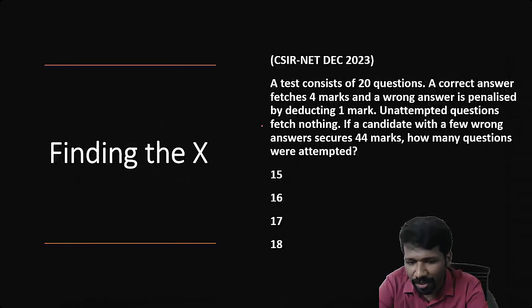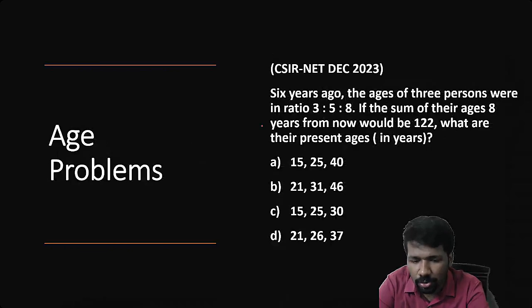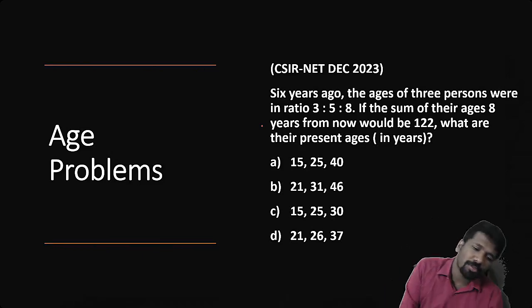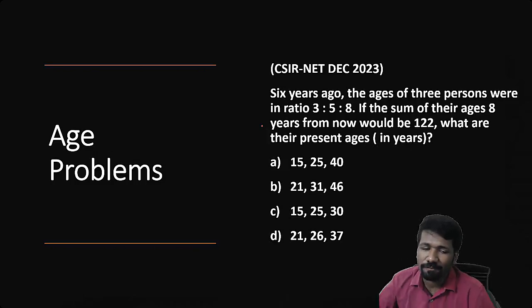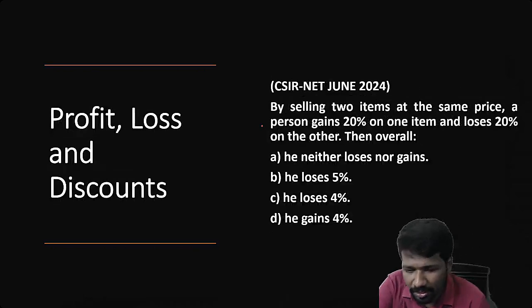An example is given here. Finding the x means linear equation type questions. Linear equation in 1 variable, 2 variables, 3 variables. How to solve it, that we will be discussing. Age related problem is a variation of the finding the x chapter. In this also you have to solve linear equations, but the variables will be in terms of the ages of people. So that will be separately discussed in a chapter.